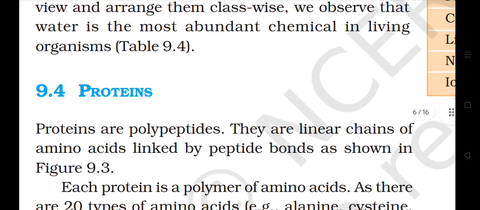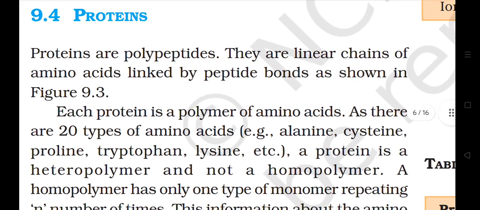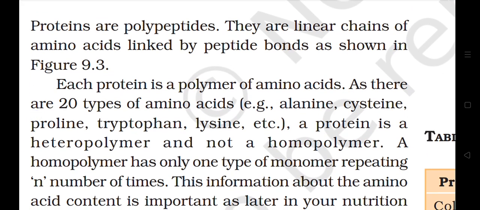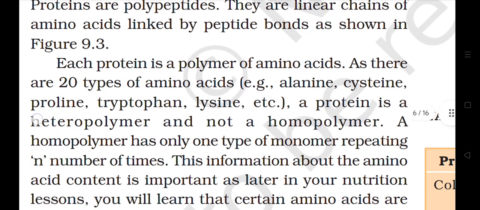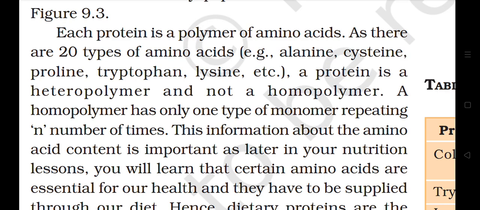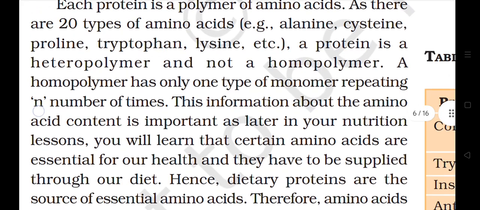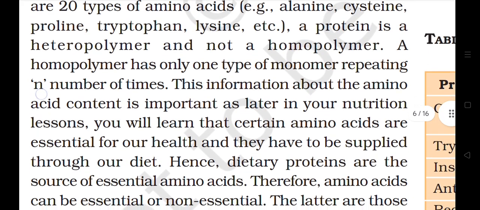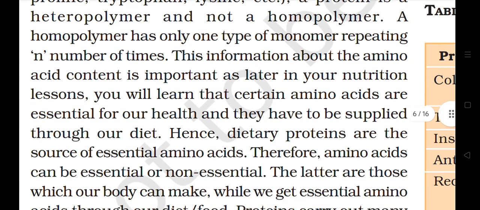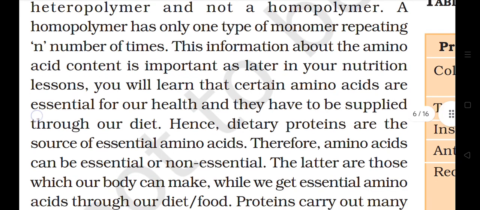Table 9.4. 9.4 Proteins. Proteins are polypeptides. They are linear chains of amino acids linked by peptide bonds as shown in figure 9.3. Each protein is a polymer of amino acids, as there are 20 types of amino acids. Example: alanine, cysteine, proline, tryptophan, lysine, etc. A protein is a heteropolymer and not a homopolymer. A homopolymer has only one type of monomer, repeating n number of times.